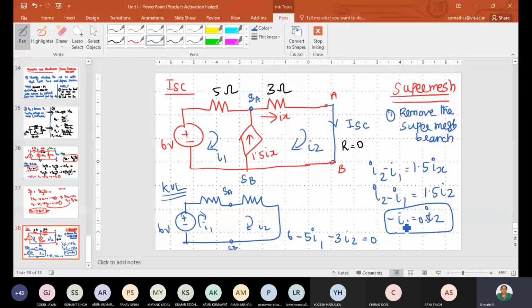Now use this I1 in terms of I2 and find out your I2. We need I2 because that is ISC. Am I right? I2 is ISC. So find I2. Substitute this and find out your I2.